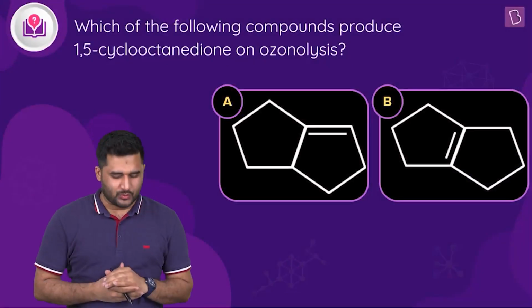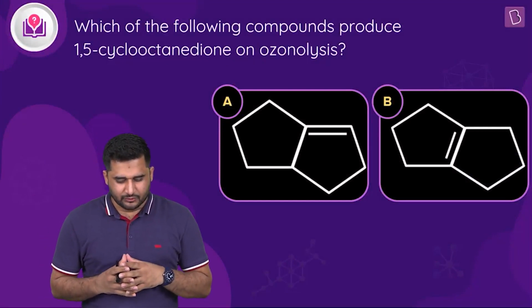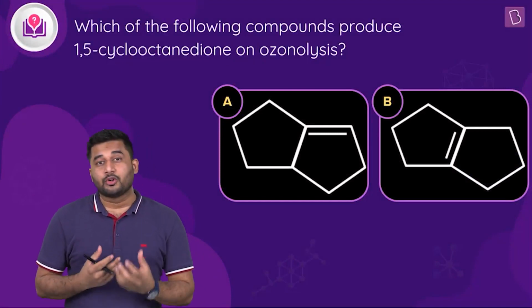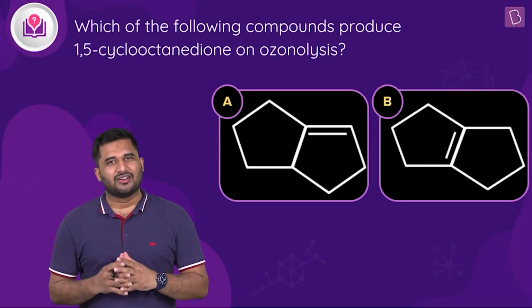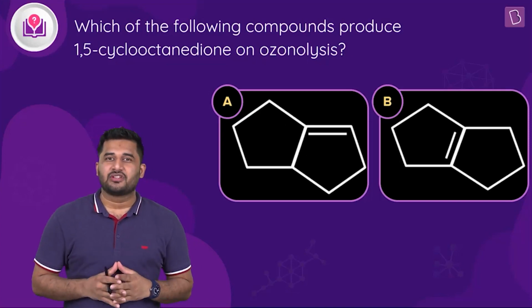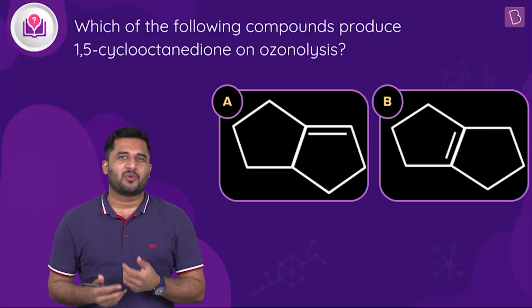Let's have a look at this question. You can see in the question what we have to do is find the compound that will produce 1,5-cyclooctane dione on ozonolysis. And you can see we have 4 options with us. Very interesting question. Let us see how to solve such kind of questions.